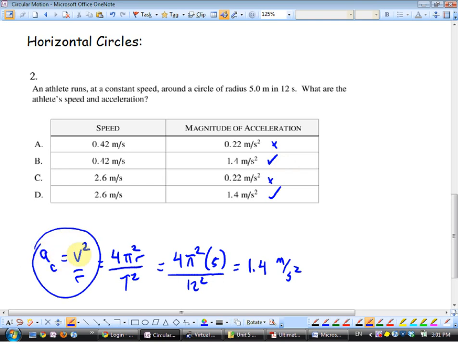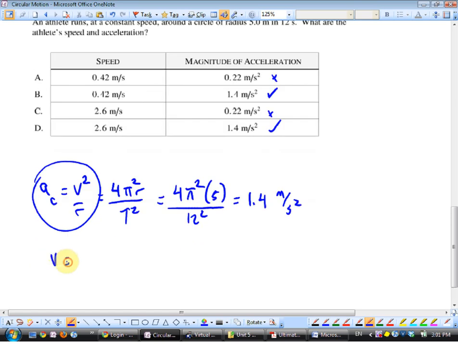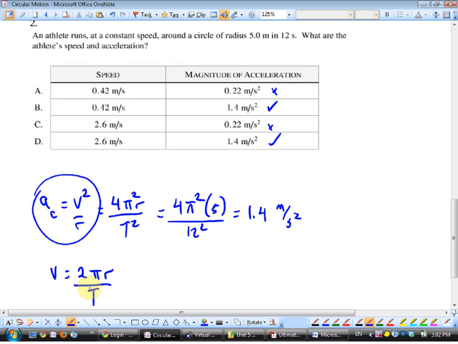1.37 equals V squared over 5, times by 5, square root. And I might do that since I have it on my calculator already. I'm going to go times by 5, square root. I get 2.6. Or the other way, remember we said velocity is 2 pi r over the period. It's circumference over time. That'll also work if I put the data back up there. 2 times pi times 5 divided by 12.